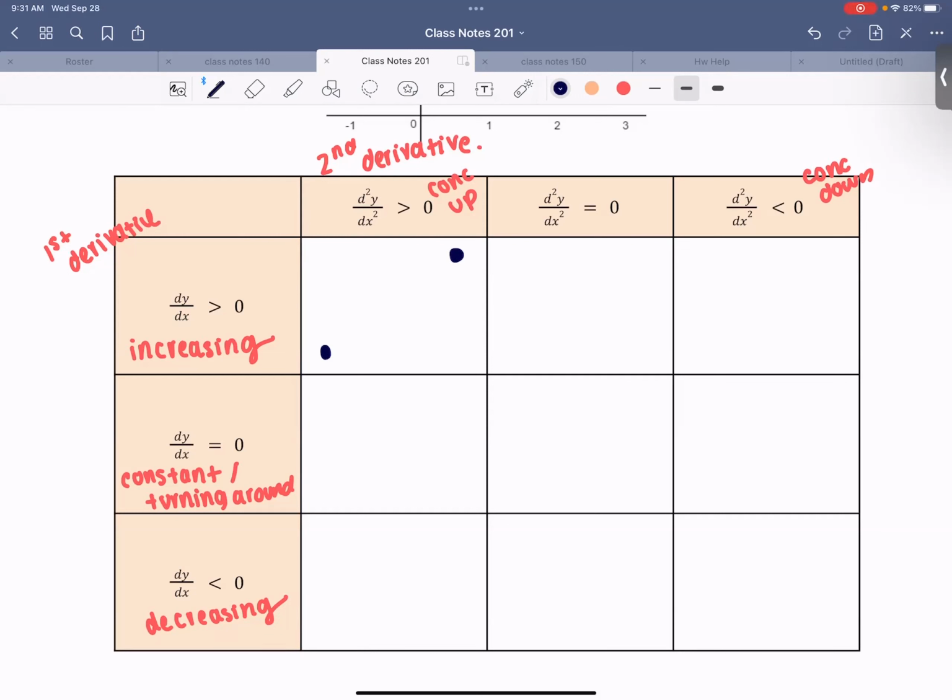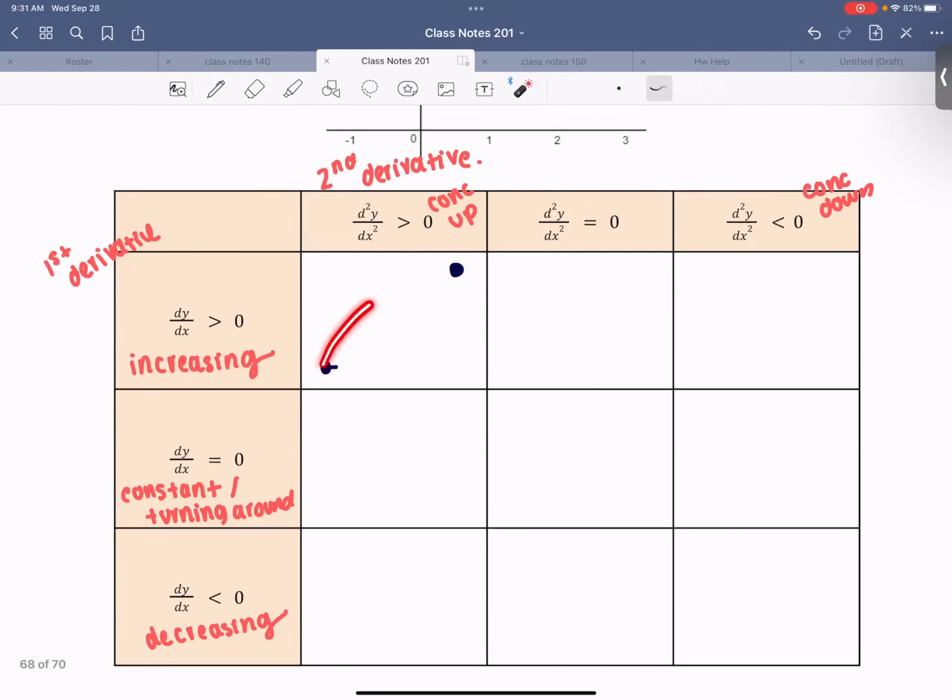When I'm concave up, I want my graph to face up, right? So as I draw my graph, I'm going to be increasing. I could either increase this way or this way, but since I'm concave up, my graph is going to go like this, because as I look at my graph, I want the graph to face up. Does that make sense? All right.